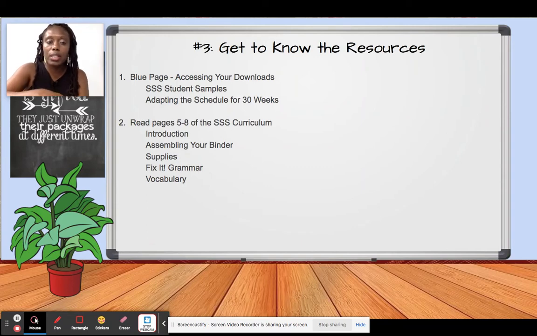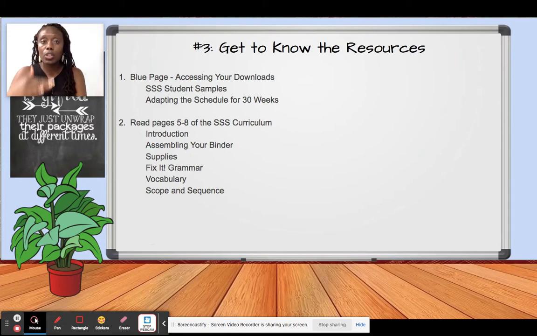All right, and then vocabulary. In both Fix It Grammar and in the SSS curriculum, your students will be introduced to new vocabulary words every single week. And so, reading pages 5 through 8 in the SSS curriculum will talk to you about how vocabulary is introduced. And then last but not least, the scope and sequence is nice because then you know as a parent what structure we're going to be practicing, meaning what unit we're working on.